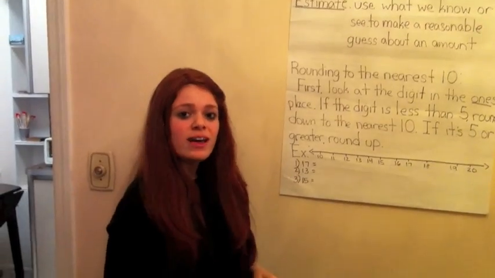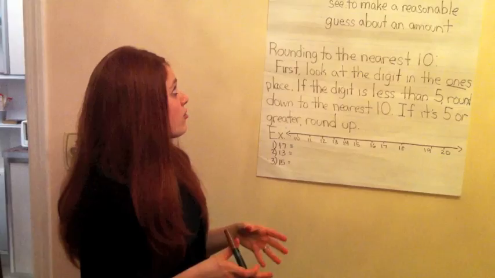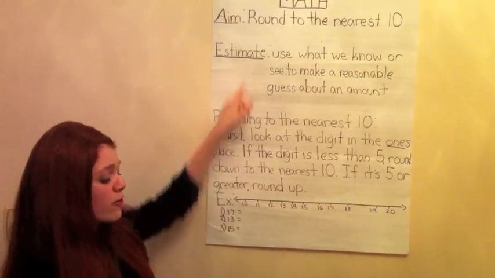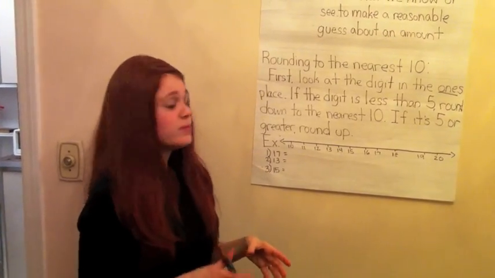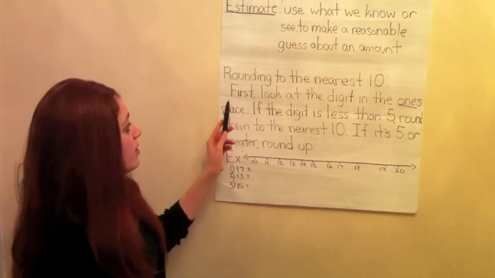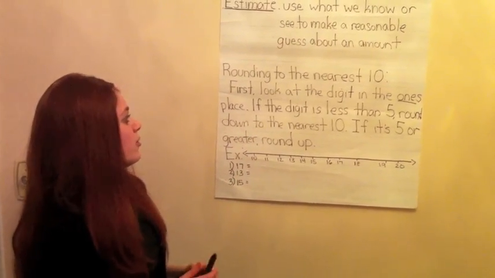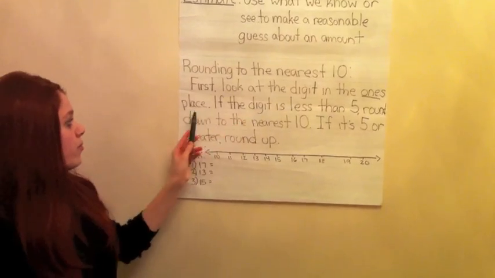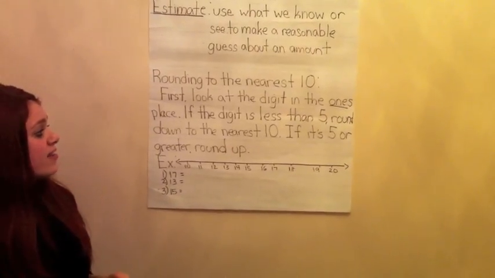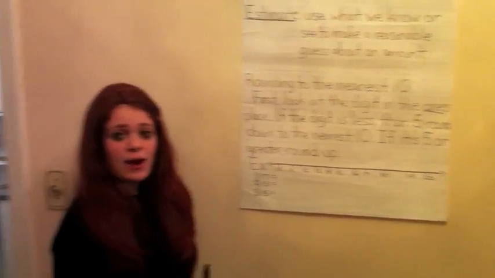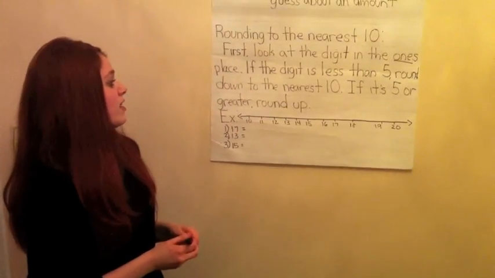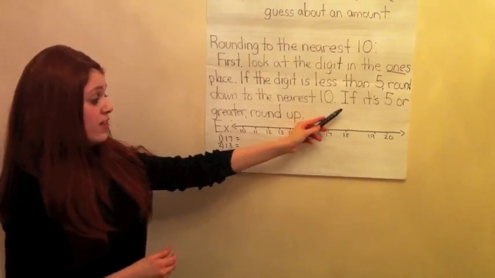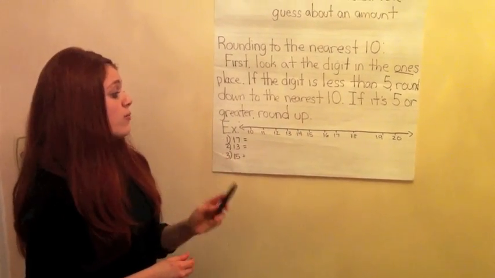So for example, if I give you a bowl of marbles, I would ask you to give me an estimate number of how many marbles are in that bowl. Now, rounding to the nearest 10. In order to round to the nearest 10, first we have to look at the digit in the ones place. If the digit is less than 5, you have to round down to the nearest ten. If the digit is 5 or greater, we round up.